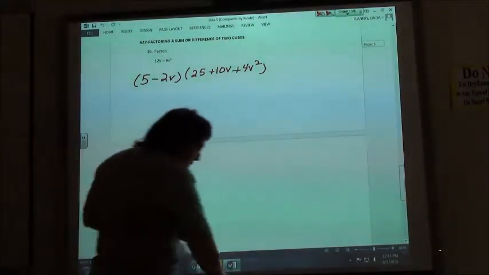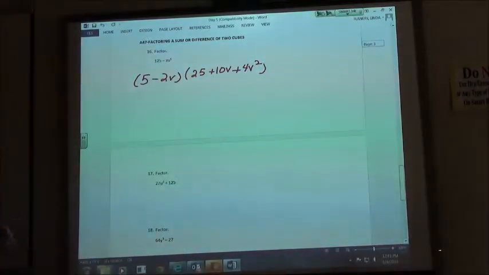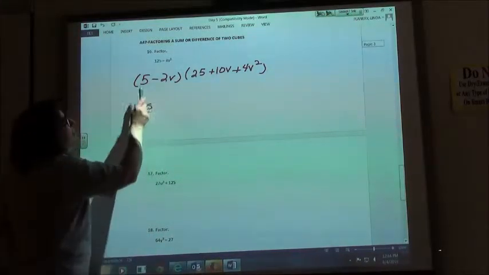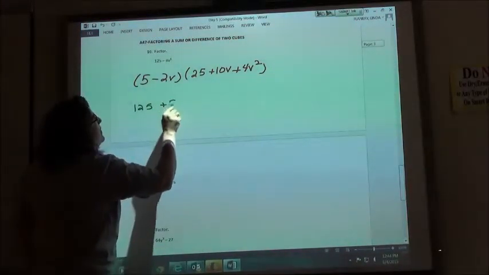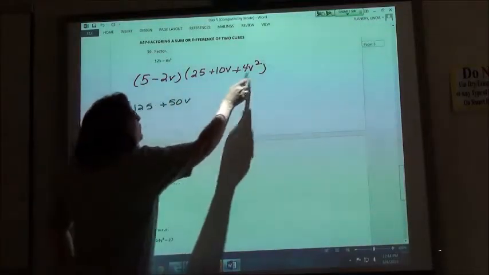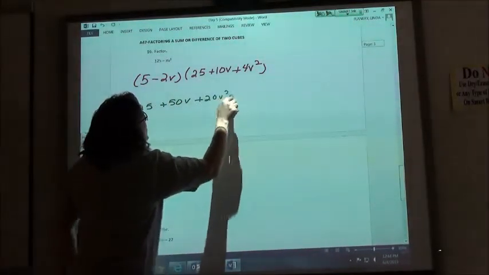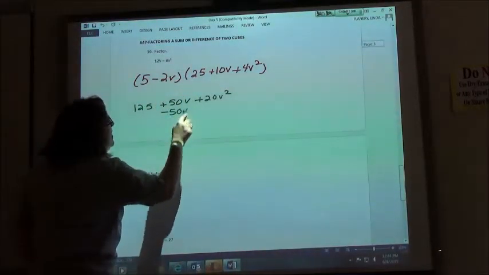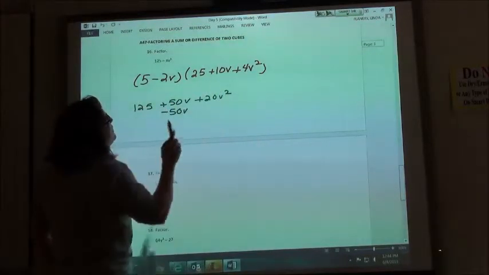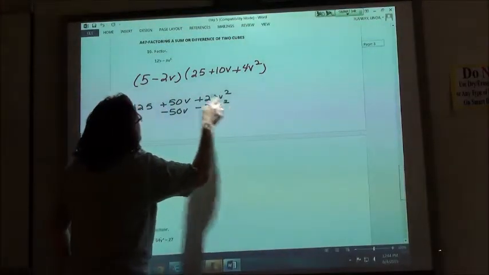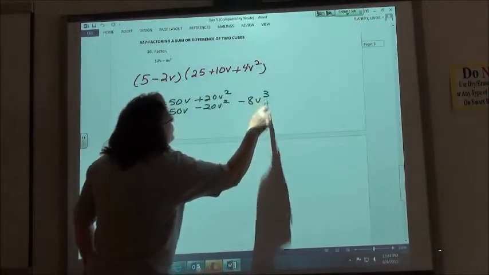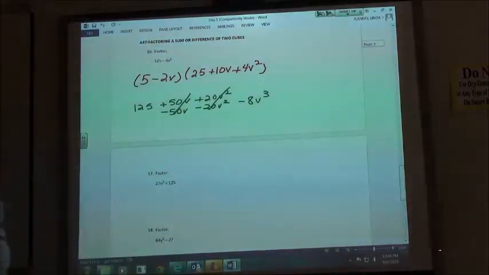And for fun, if I were going to check that just to prove that it actually works, I would multiply that out. 5 times 25 is our 125. 5 times 10v is 50v. 5 times 4v squared is 20v squared. Then my negative 2v times the 25 is the negative 50v. Negative 2v times positive 10v is a negative 20v squared. Negative 2v times positive 4v squared is negative 8v to the third power. You can see there my middle terms cancel out, and there's my difference of my perfect cubes.